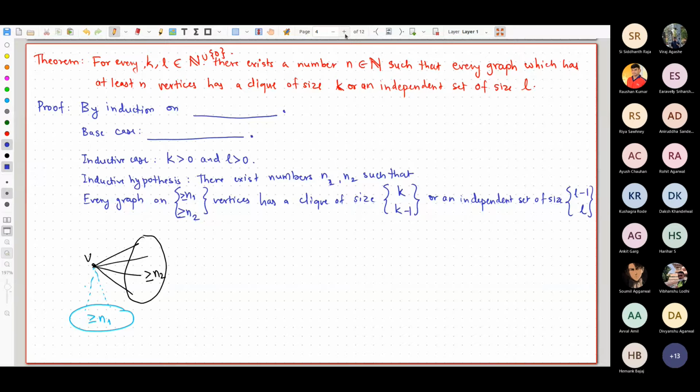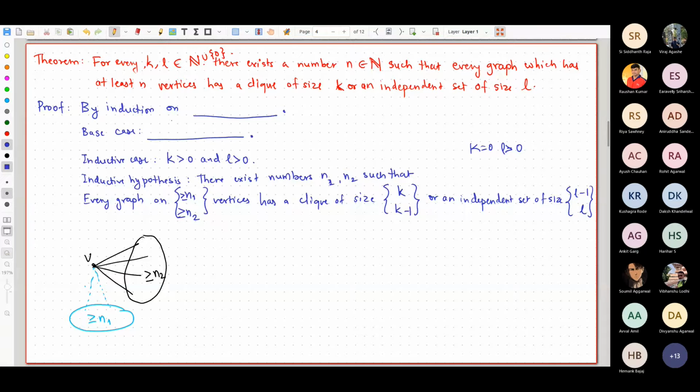Yeah, but suppose you're working with the case where K is 0 but L is not 0. Then this argument is not going to work. If K is equal to 0 and L is greater than 0, you don't have this assumption: there exists a graph on n1, n2 vertices which has a clique of size k minus 1 or an independent set of size L. So that is a nonsense statement. A better way of stating the same thing is that induction on k plus L is fine, but you should really take the base case K into L. Yeah, maybe we could say K into L is 0.